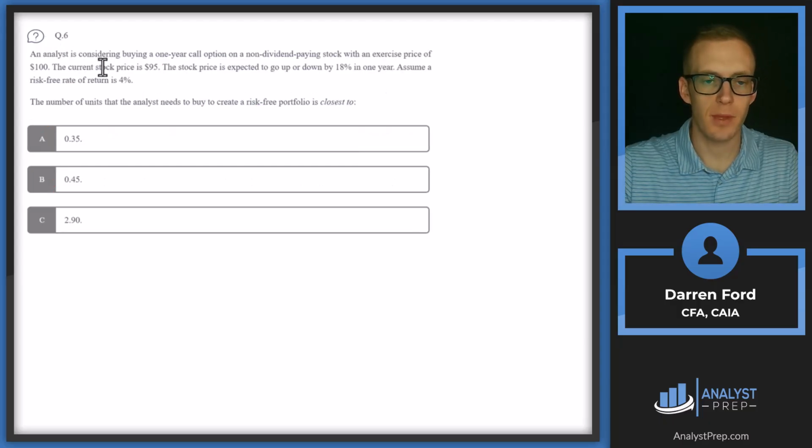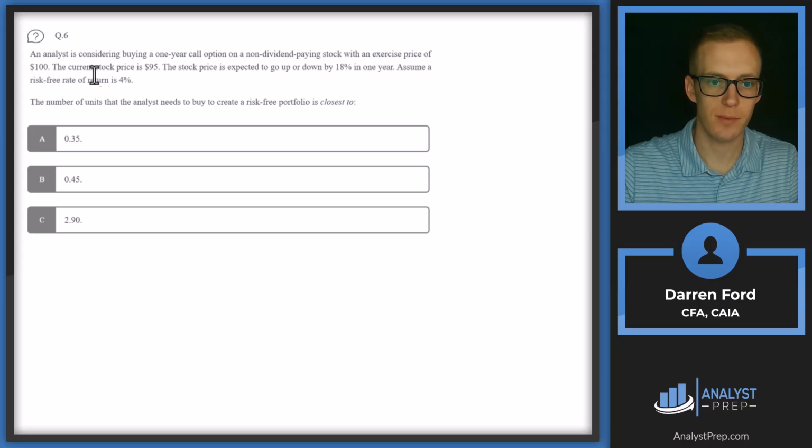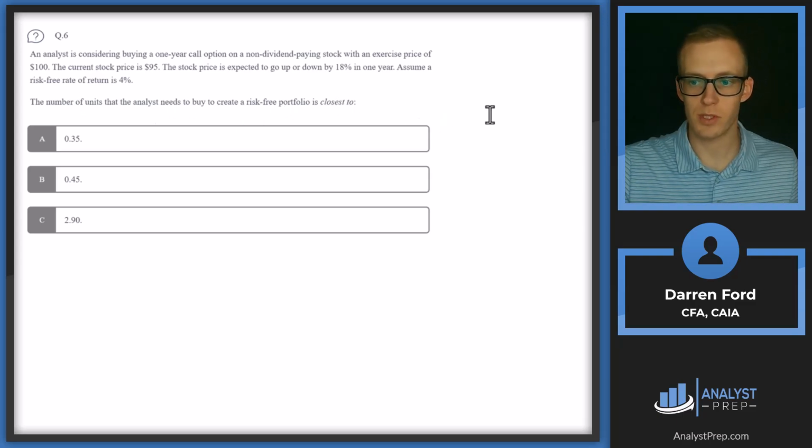Question 6. An analyst is considering buying a 1-year call option on a non-dividend paying stock with an exercise price of $100. The current stock price is $95. The stock price is expected to go up or down by 18% in 1 year. Assume a risk-free rate of 4%. The number of units that the analyst needs to buy to create a risk-free portfolio is closest to.